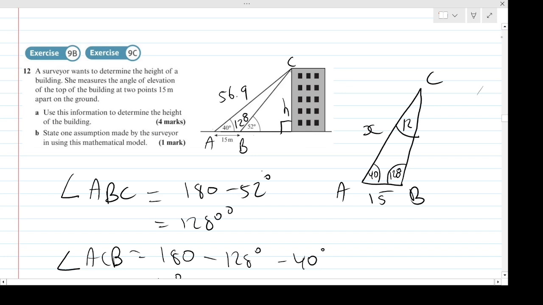Then for part B, state one assumption made by the surveyor in the model. Again, fairly common, weird one marker. So again, why would that not be in the most realistic model in the real world? There are probably many things you could say of why this sort of triangle is not realistic. Let me get rid of all this now so I can clearly see the triangle. Well, probably the easiest one that is applicable to most scenarios is the fact that the ground is modelled as completely flat, right?